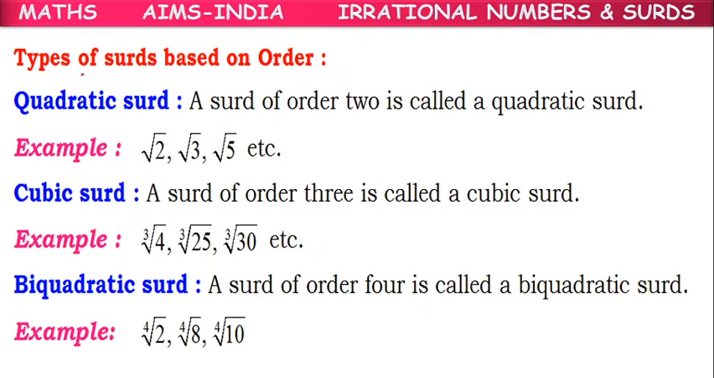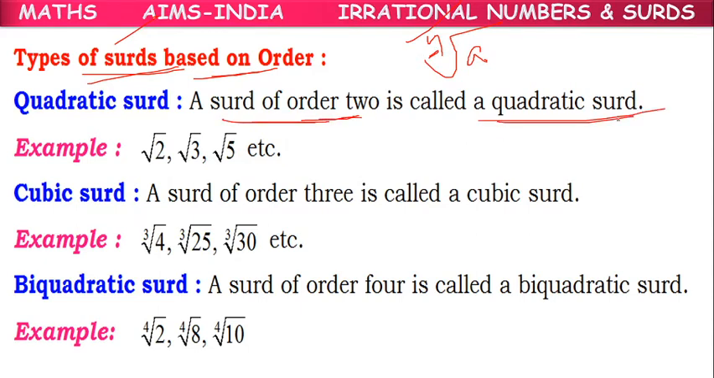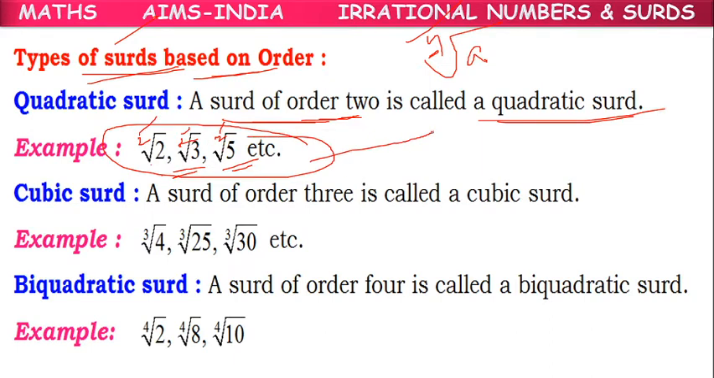So we have defined some types of surds based on the order of the surd. What is the order of a surd? In nth root a, the n value is called the order. A surd of order 2 is called a quadratic surd. Here it is the square root; we can keep 2 here, or we have to assume there is 2. Square root of 2, square root of 3, square root of 5, all these surds have order 2. That's why they are called quadratic surds.